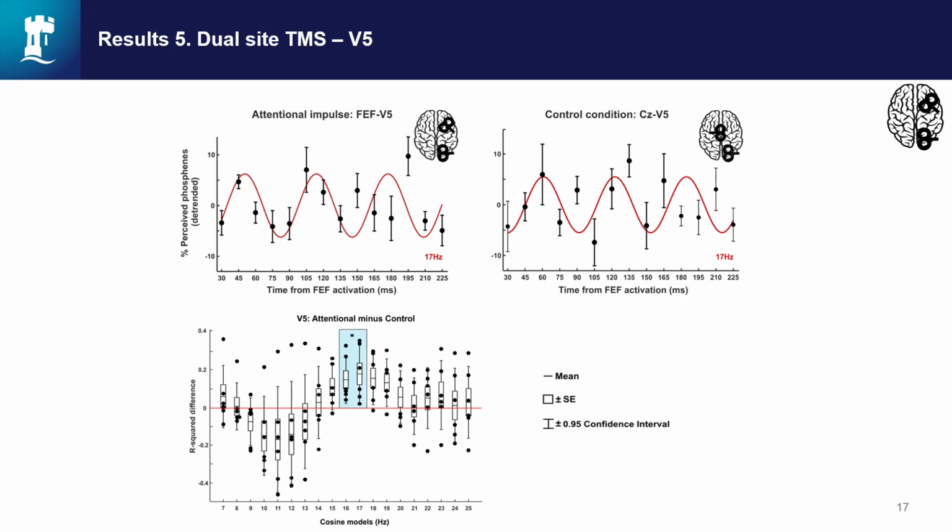So the first thing, of course, the real stimulation, FEF V5, should be different from CZ V5 because we do not expect any connection between CZ and V5, and that's the case. That's what this is telling us. So these two conditions are actually different for beta frequency again.